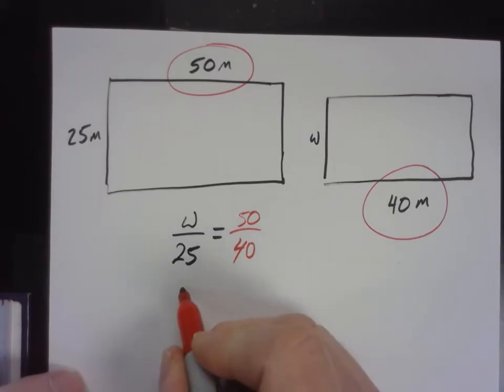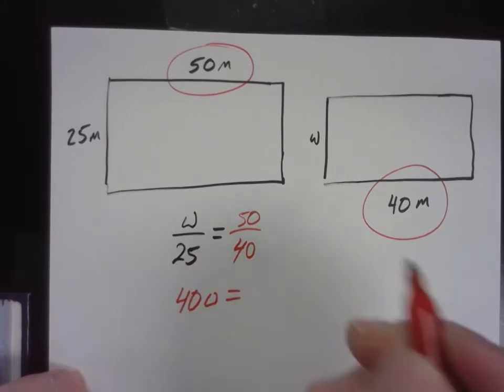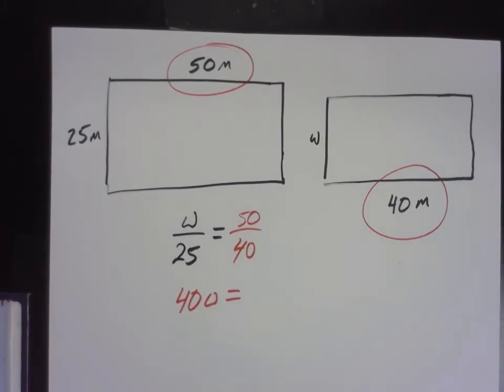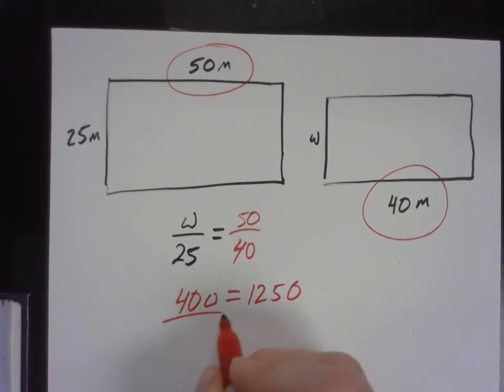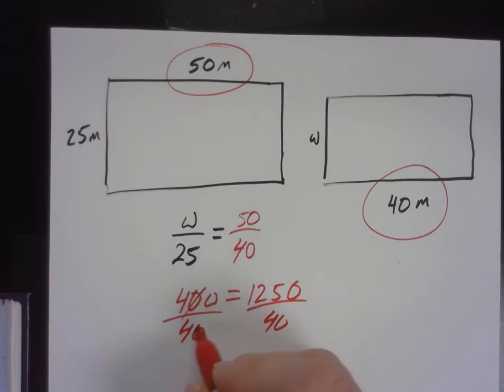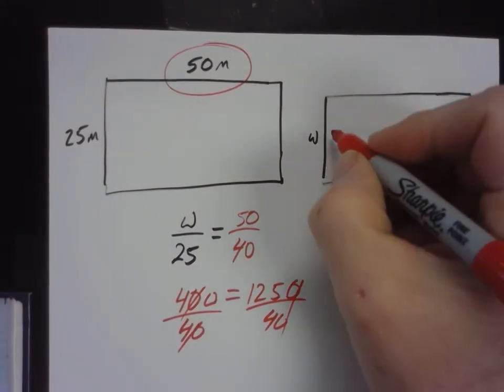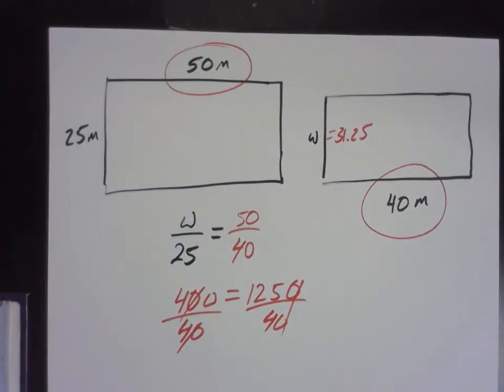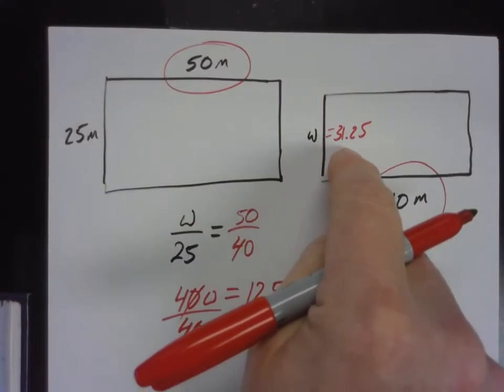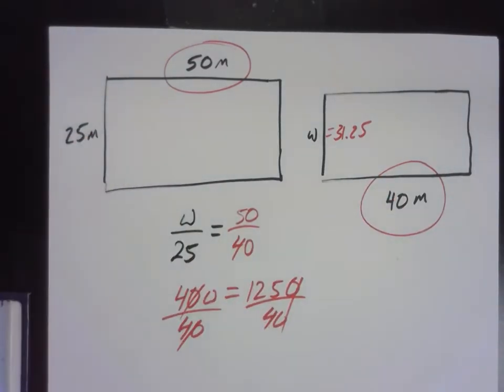Okay, so 40 times W has got to equal 25 times 50. What is 25 times 50? Let's see here. That'd be fairly large. 25 times 50. Yeah, 1250. 1250. Divide both sides by 40. So let's see, that cancels out. And 125 divided by 4. 31.25. So the width of this triangle or rectangle is greater than the width of this rectangle. That's proportional.